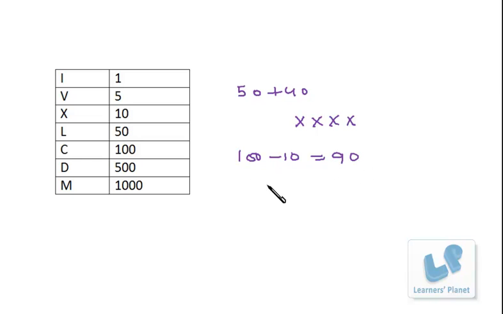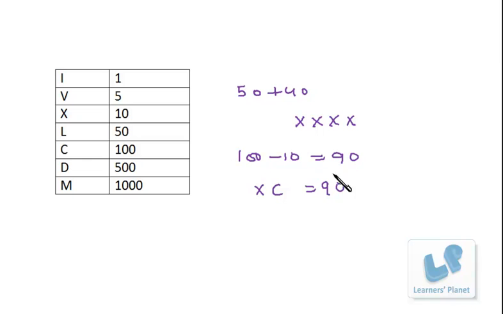And how do I do that? If I write X before C, see what C is? C is 100. So if I write X before C, it will give the difference of 100 and 10, and that is 90. So how do I write 90? It is XC.